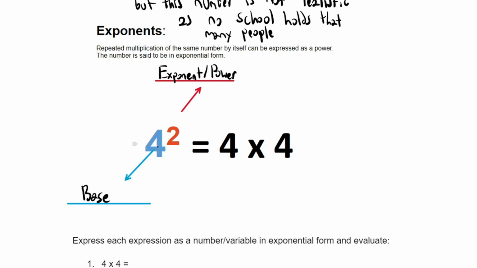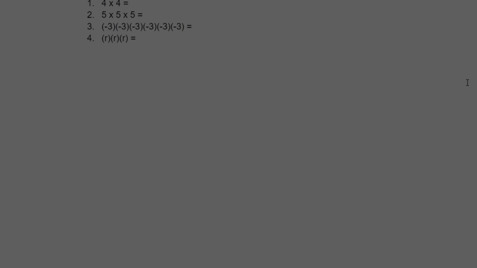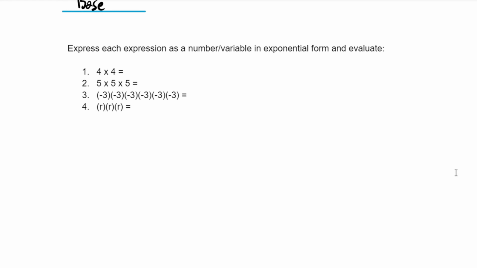So here we have 4 to the power of 2, meaning that we have to multiply 4 by itself 2 times, hence the 4 times 4. Now that you guys know that, let's delve into some questions. Here, express each expression as a number or variable in exponential form and evaluate. Let's jump into question 1.